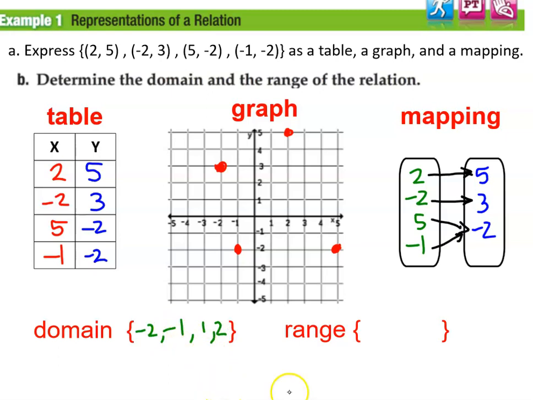I think I accidentally wrote the wrong number there. -2, -1, 2, and 5. There we go. The range from least to greatest would be -2, then 3, then 5. And that's how you identify the values.